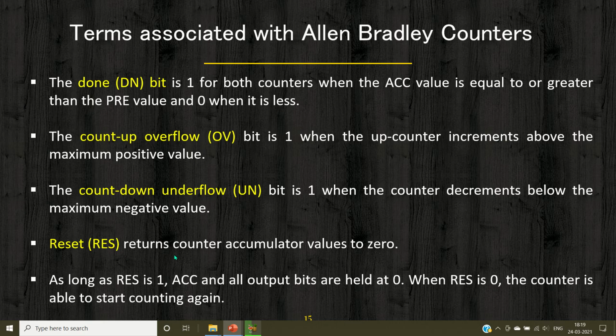Next, definitely there is a reset bit. The reset returns the counter accumulator value to 0. Regarding reset, remember very clearly that when the reset is on, when the reset bit is 1, the accumulator and all output bits are held at 0. When the reset is 0, the counter is able to start counting again. So whenever the reset is 1, you cannot work with the counter. Whenever the reset is 0, the counter is ready for counting.